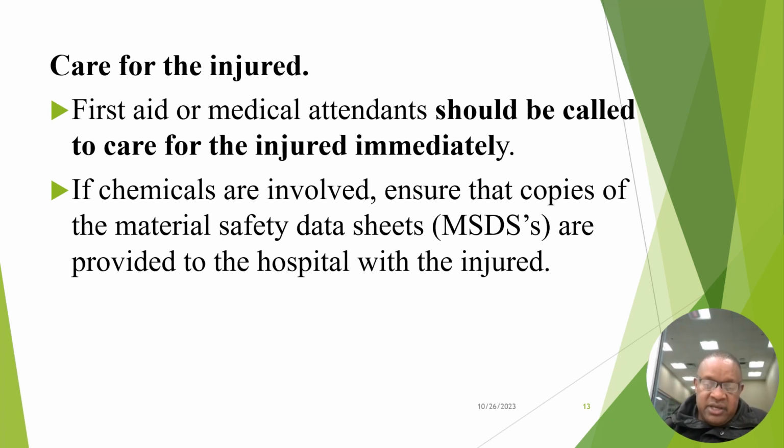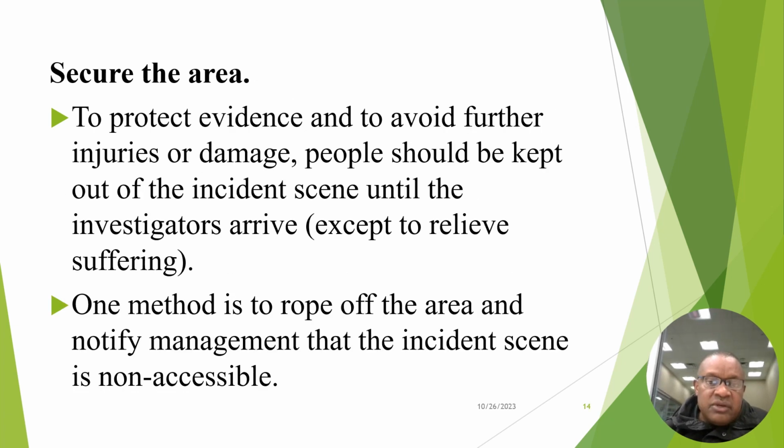If chemicals are involved, ensure that copies of the material safety data sheets are provided to the hospital with the injured. As a security professional, make a habit of understanding the material safety data sheets. This is information related to the materials at your site: detergents, fuel products, fertilizers, cleaning detergents, even some cooking items. You must know chemicals are dangerous, and chemicals have what we call material safety data sheets, and you should know what the dangers are with these particular chemicals. And then also secure the area.